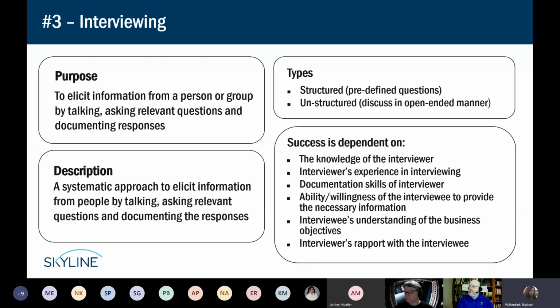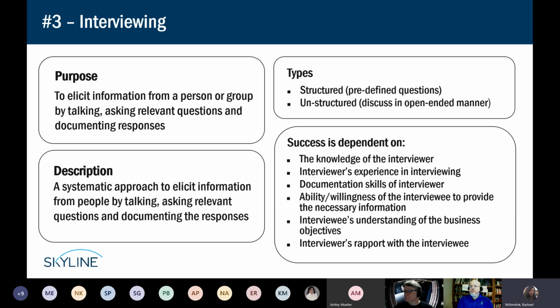And then there are also unstructured interviews. Those are a little more free form. You're just kind of having a discussion. You probably have some sort of overarching goal, or maybe you're just at the beginning and you want to get a broad sense of something. So depending on what the situation is, you'll want to choose the interview type as appropriate.